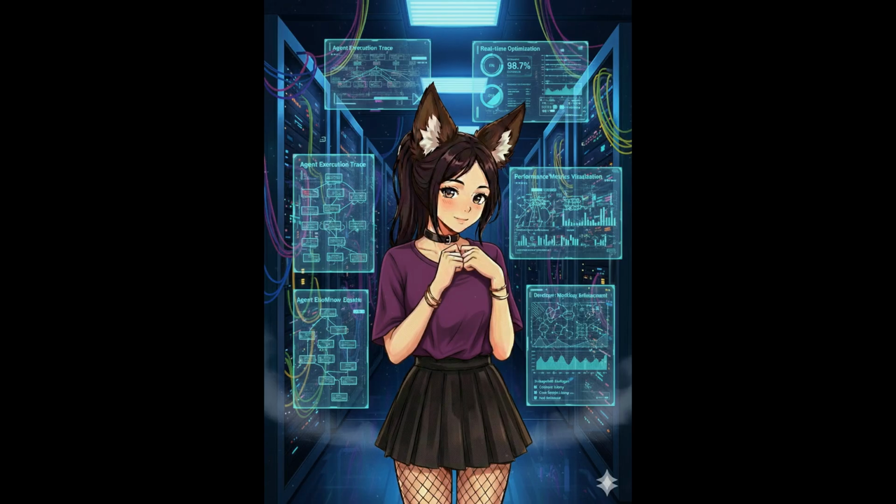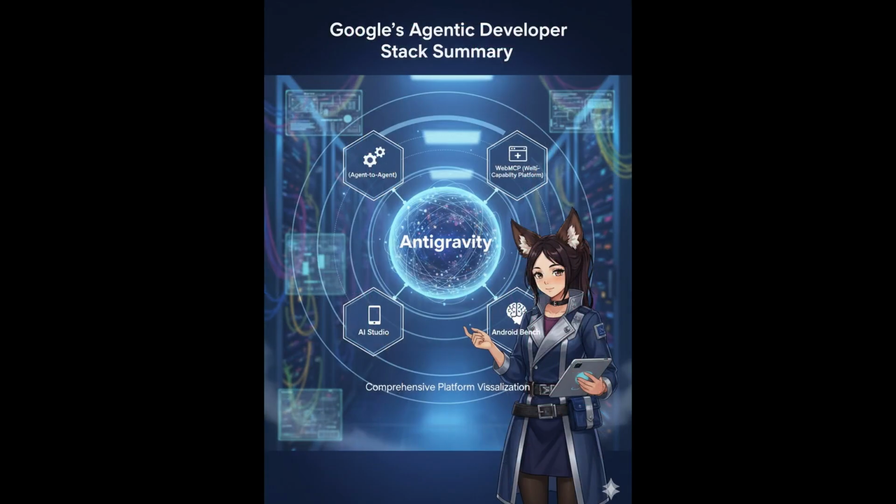So what's the takeaway? Google isn't just building models. They're building the infrastructure layer for agentic AI. Antigravity gives you the execution environment. A2A gives you agent interoperability. WebMCP gives you web integration. Android Bench gives you benchmarks. AI Studio gives you the fastest path from prompt to published Android app.